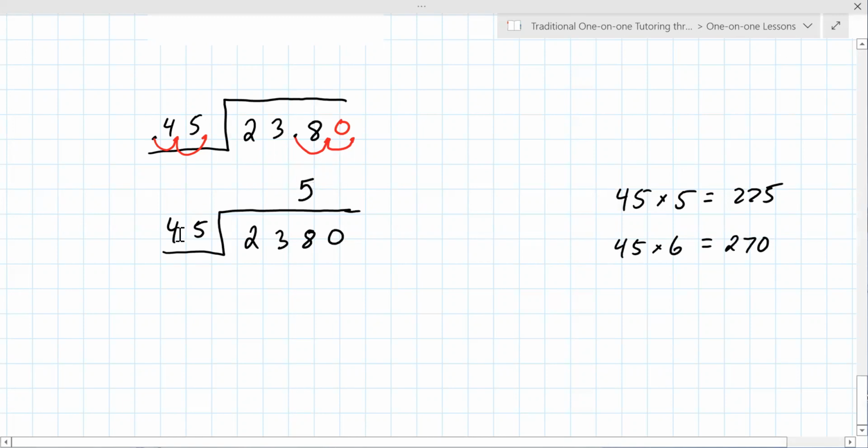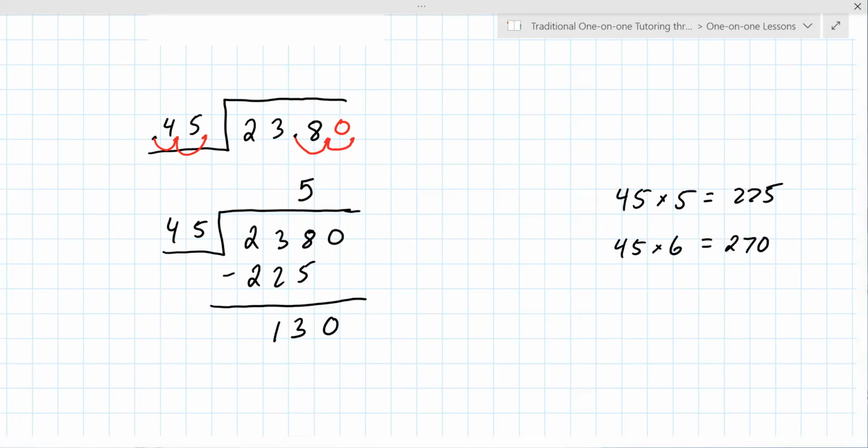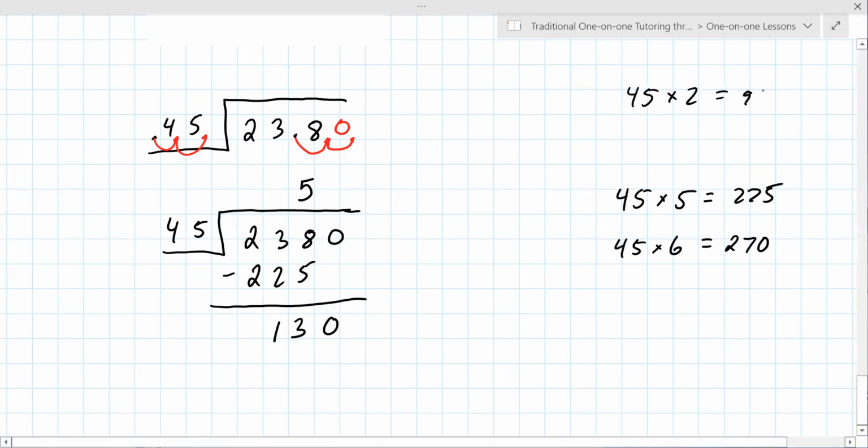Okay. 5 times 45 is 225. You subtract and you get 13, bring down the 0. Okay. And none of these numbers help because 135 isn't really on our list. So you kind of got to make another guess here. So I know 45 times 2 is 90 and 45 times 3 is 135. So we know it's between 2 and 3. It's going to be 2. Yeah. And then you subtract again. And this is where you got to remember to bring down the 0 after the decimal.